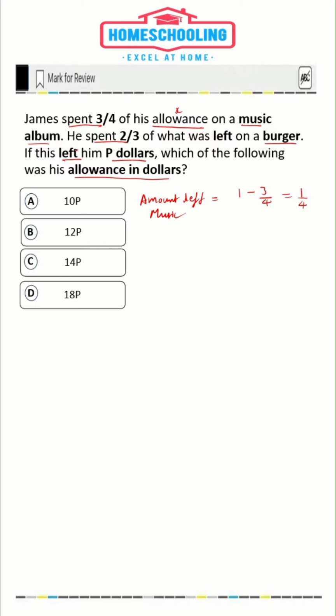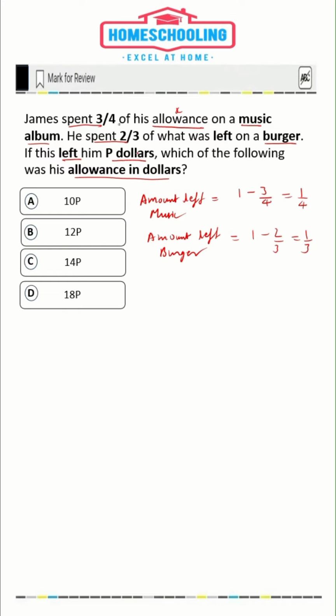Similarly, what was the amount left after spending 2/3 of it on the burger? So the amount left after the burger would be 1 minus 2/3, so that would be 1/3.